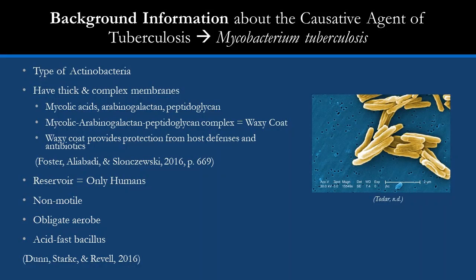Mycobacterium tuberculosis is a type of actinobacteria. It has thick membranes consisting of mycolic acids, arabinogalactan, and peptidoglycan, which form a waxy coat that helps protect the bacteria. Although they have peptidoglycan, so are technically gram-positive, they do not gram-stain because of the large lipid content of the cell wall. Acid-fast staining needs to be performed instead. The only reservoir for Mycobacterium tuberculosis is humans. These bacteria are non-motile, obligate aerobes, and are acid-fast bacilli.